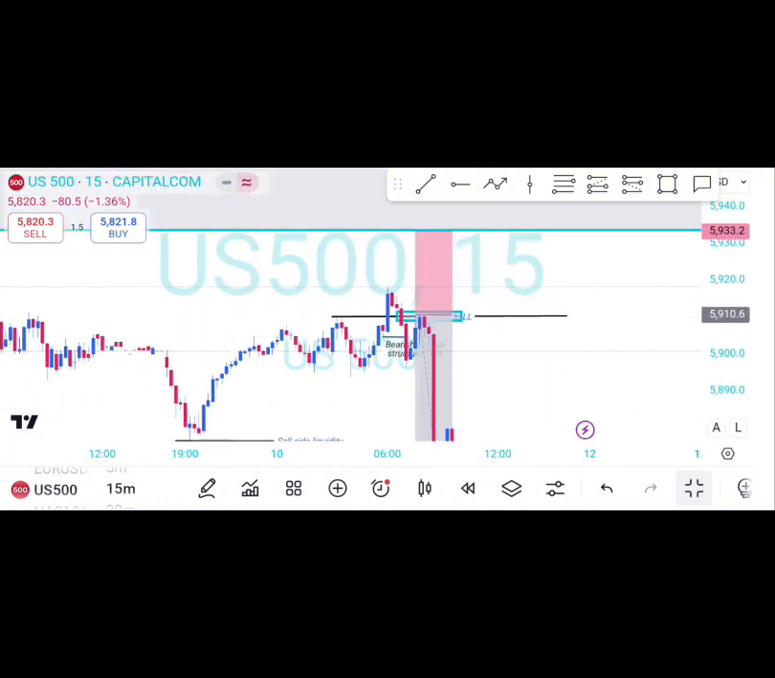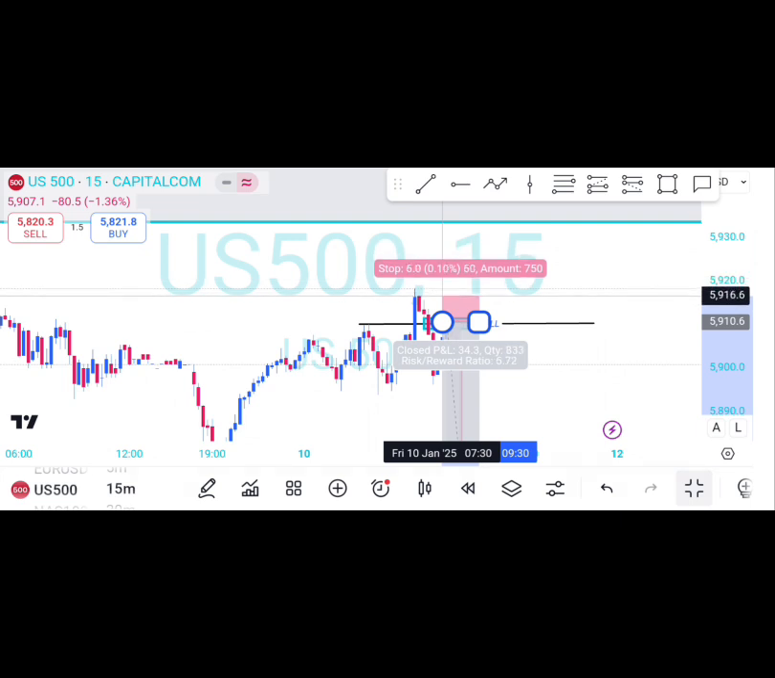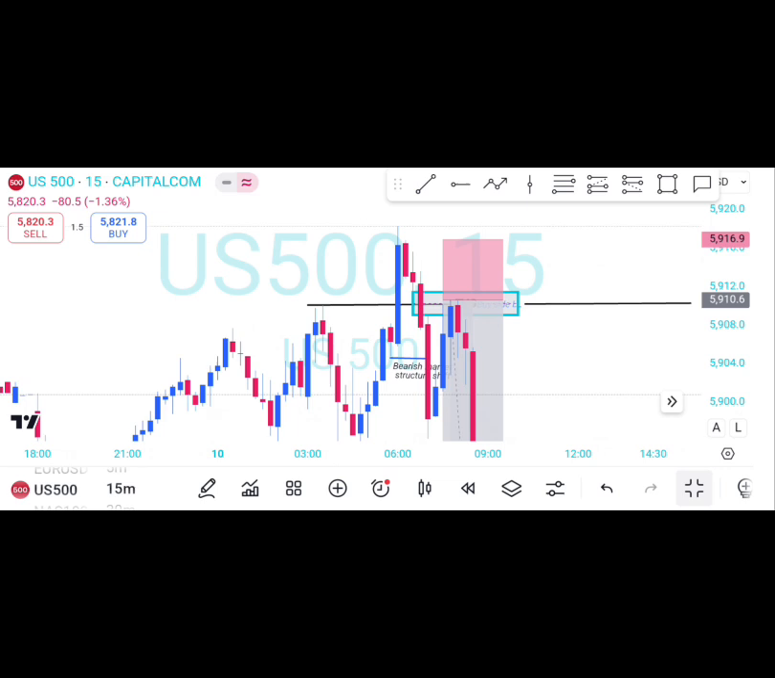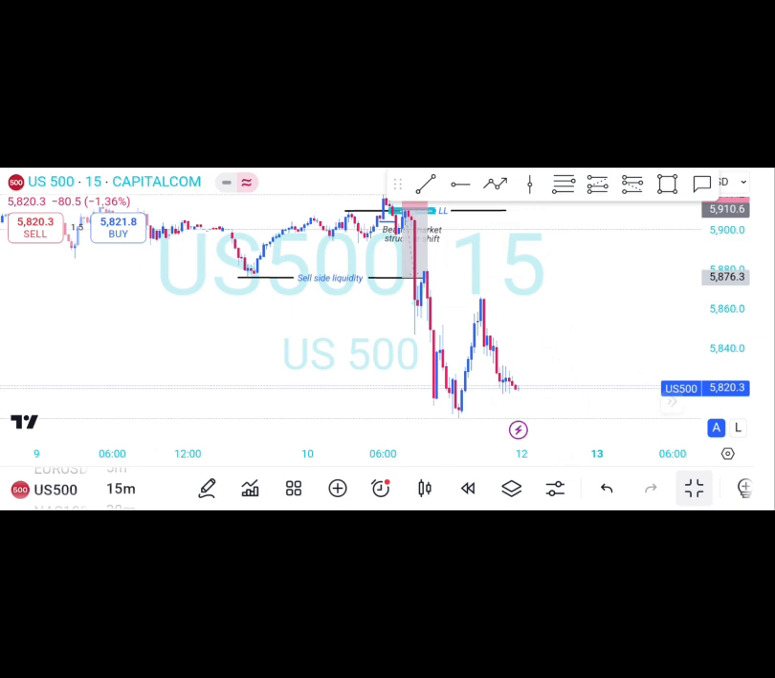Stop loss: that candle that started the fair value gap. Doesn't matter, put that stop loss just below the candle that started the FVG. That's the setup I missed.